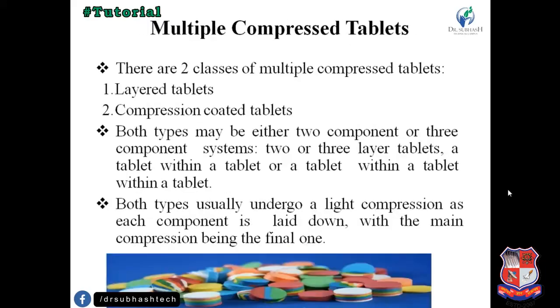Next one is multiple compressed tablets. There are 2 classes of multiple compressed tablets: layered tablets and compression coated tablets. Both types may be either 2-component or 3-component systems, that is, 2 or 3 layer tablets. In a 2-layer tablet, a tablet within a tablet is prepared, and in 3-layer tablets, likewise. Both types usually undergo a light compression as each component is laid down, with the main compression being the final one.